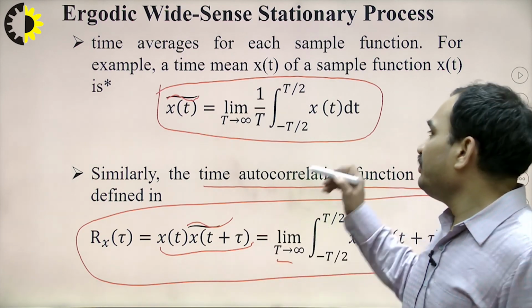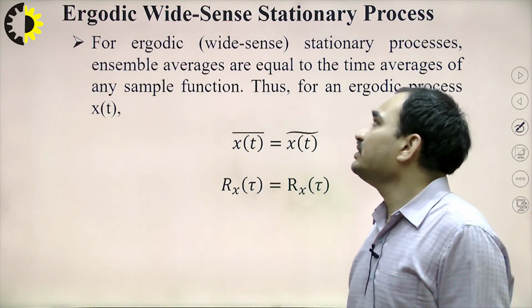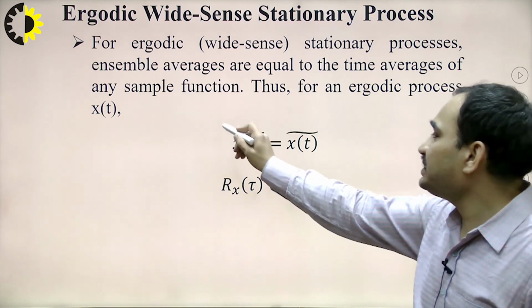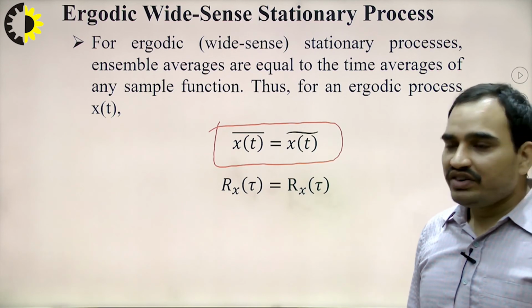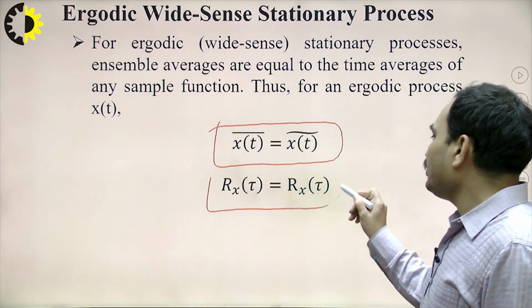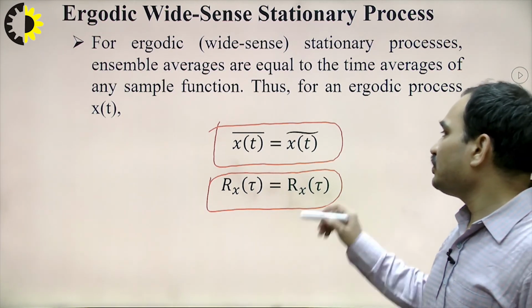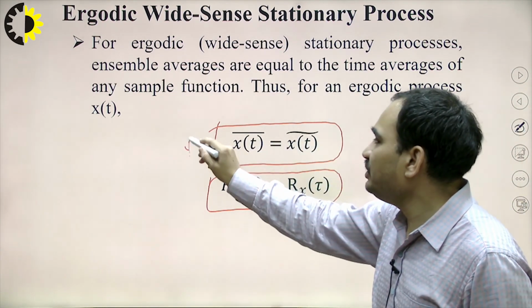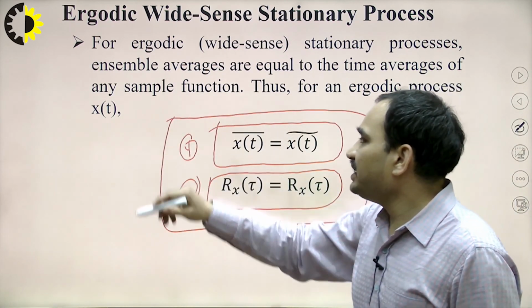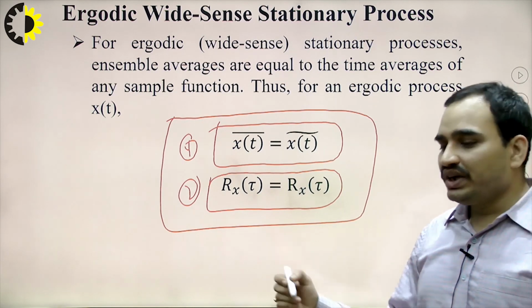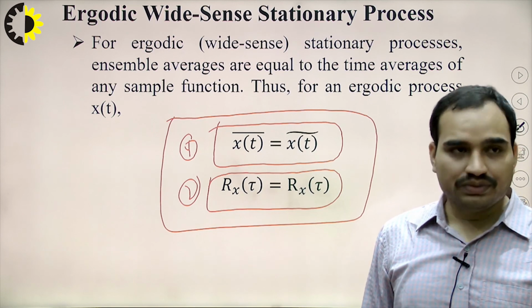When we follow these two conditions, it is known as an ergodic wide sense stationary process. It means that the ensemble mean is equal to the time average, and the autocorrelation function for the ensemble equals the time autocorrelation function. When we follow these two conditions, we can say that the particular random process is an ergodic wide sense stationary process.